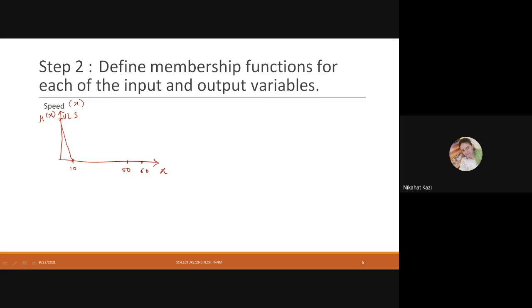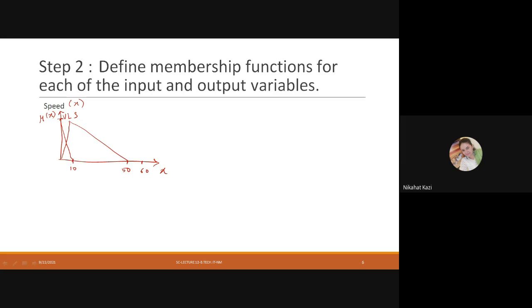Then it is low speed. Now it is up to you where you want this, but whatever I have solved, according to that I'm doing it, so that when you are solving for rule evaluation, you get the same answer. It is not necessary that this has symmetry, right? So 0 to 10, 10 to 50, something like that. That is what I'm doing here. You can have this point somewhere in between at 20 or 30, whatever. That is up to you, your design.